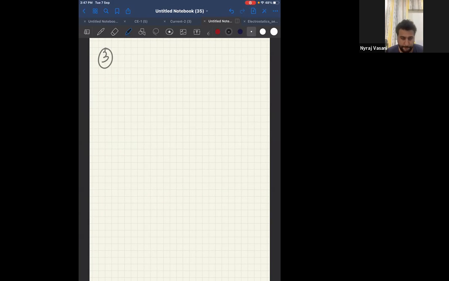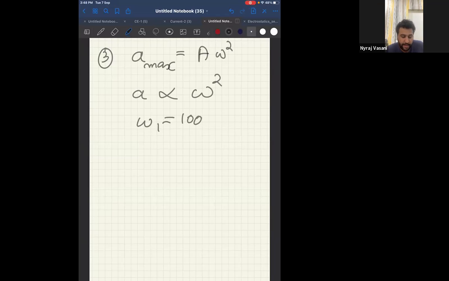Question number 3. Maximum acceleration is actually A omega square, correct? Therefore, can I say acceleration is directly proportional to omega square? Check the screen. So what they are saying: two simple harmonic motions of angular frequency 100 and angular frequency 1000 have the same displacement amplitude. What is the ratio of maximum acceleration?